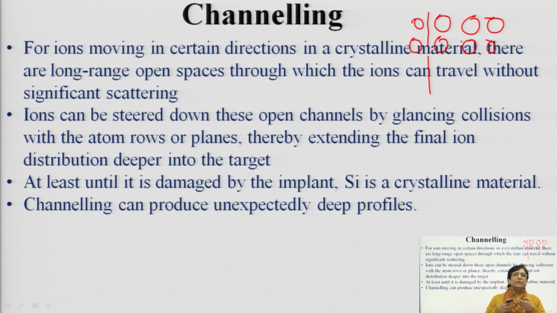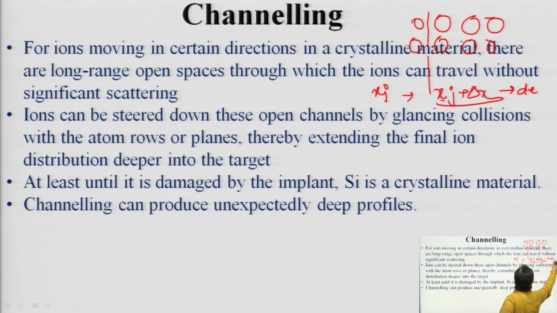So naturally, if you want the junction depth to be xj, since there is already a channel available, xj plus delta xj, it may get deeper than the desired profile, it may get deeper into the bulk, because it has got open space to move within the substrate. So, this has to be very carefully dealt with. Silicon is a crystalline material and channeling can produce unexpected and deeper profiles.